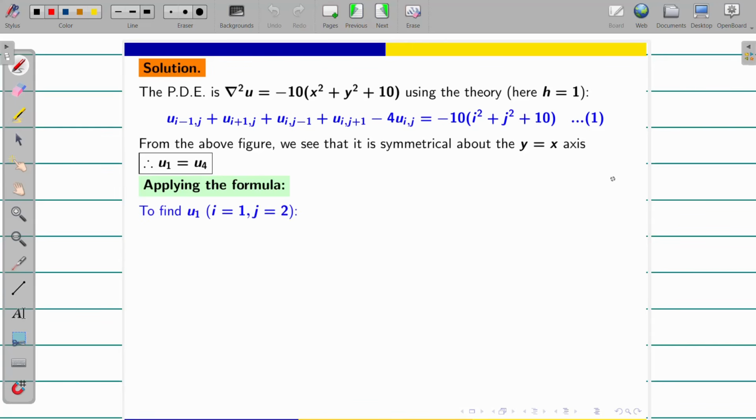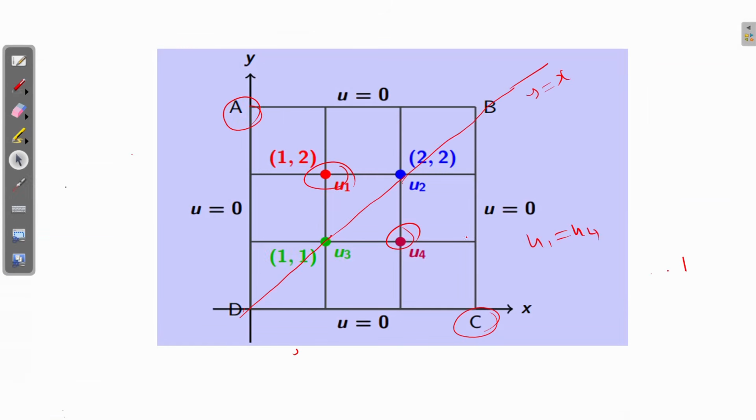Now applying the formula, it is enough to find how many values? U1 equals U4. Then what are the rest of the values? They are U2 and U3. So it is enough to find U1, U2, U3. What is the U1 position here? Look at that. In the i direction it is 1, in the j direction it is 2. So the point is 1, 2. I have written it here.